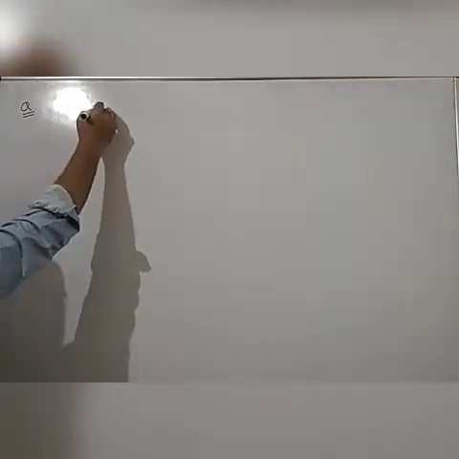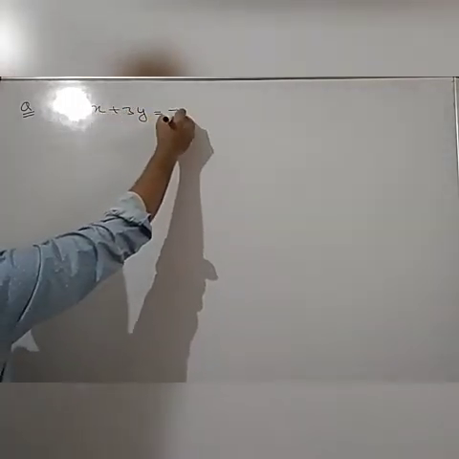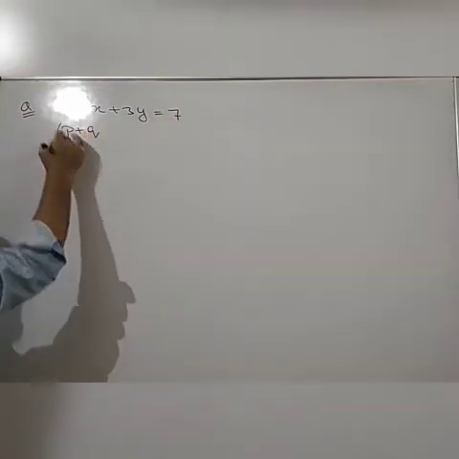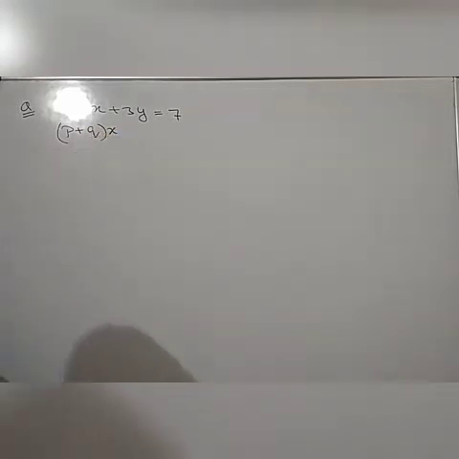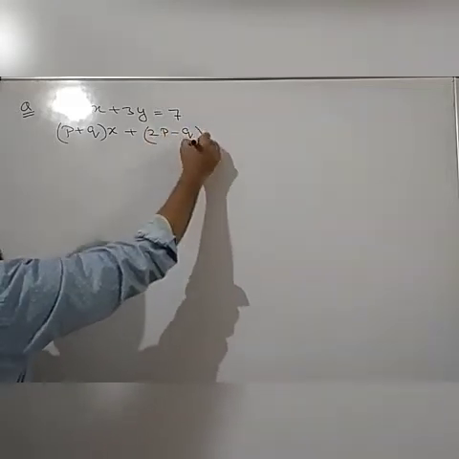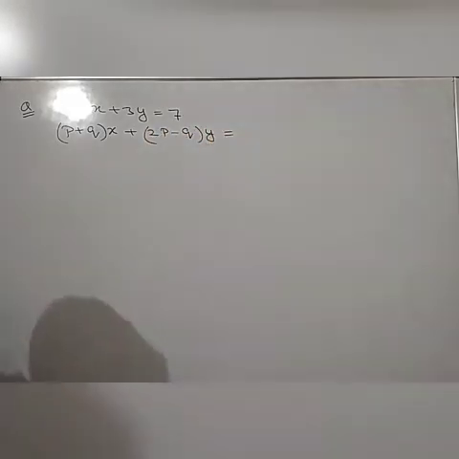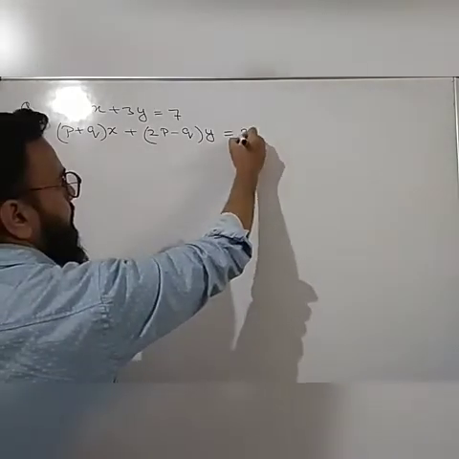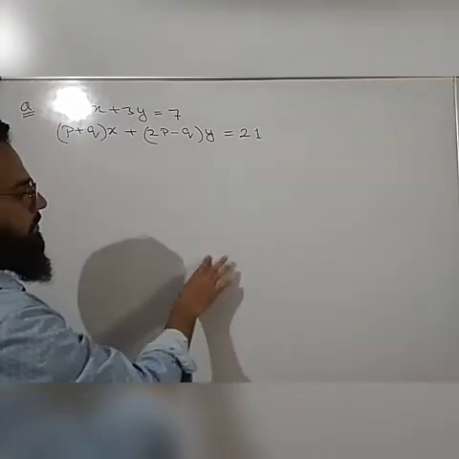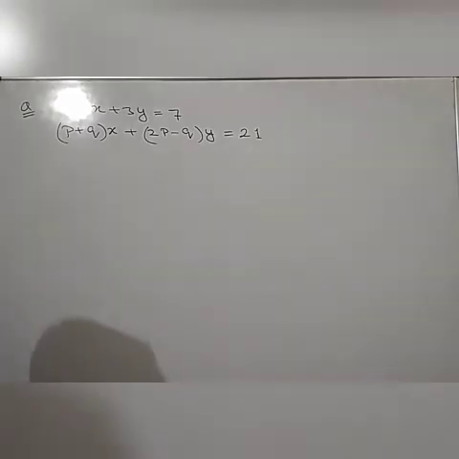2x plus 3y is equal to 7, and the second equation was (p plus q) into x plus (2p minus q) into y is equal to 21. This was the question which I gave you in my last video. Many of you have solved this problem, but I am going to discuss this problem again.